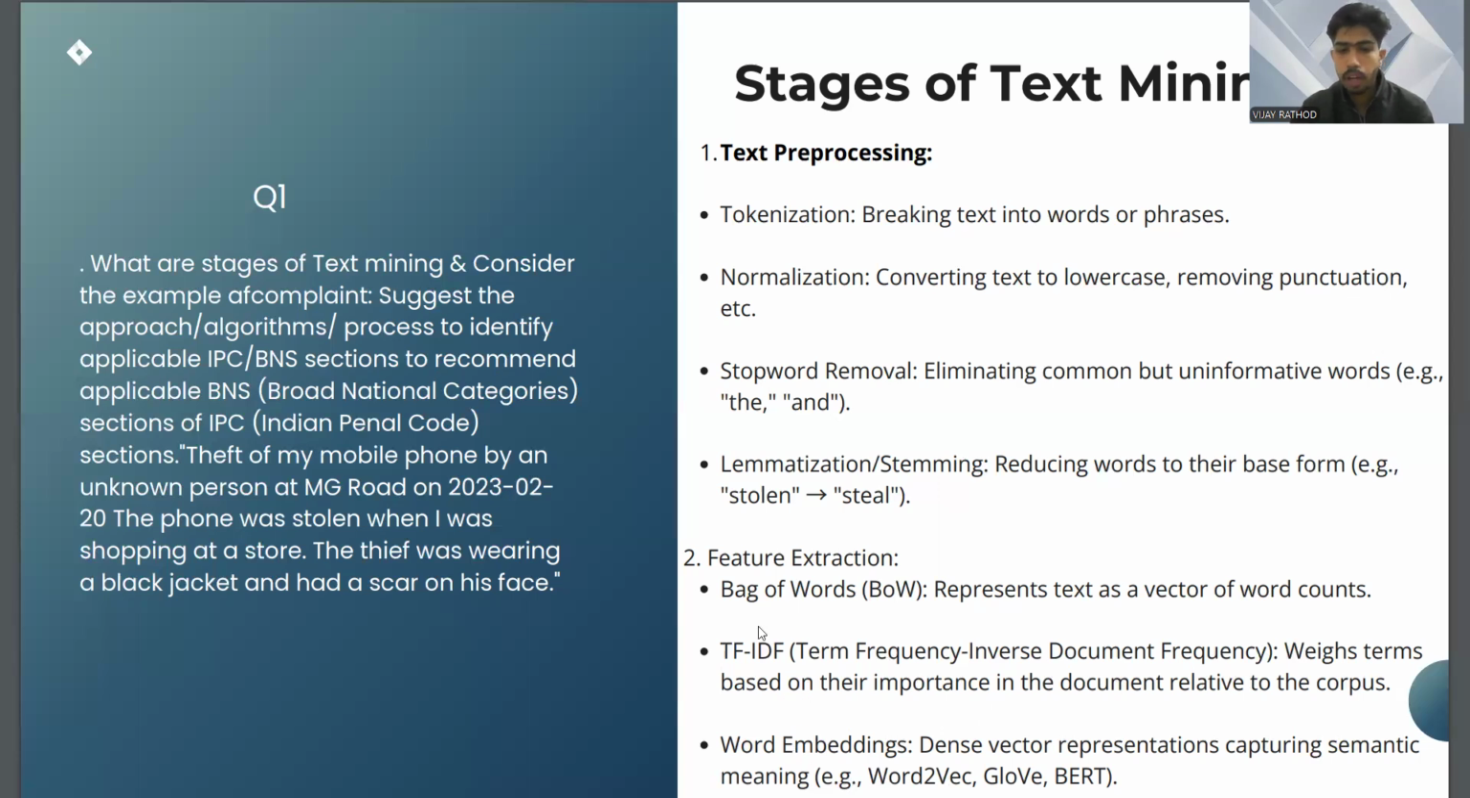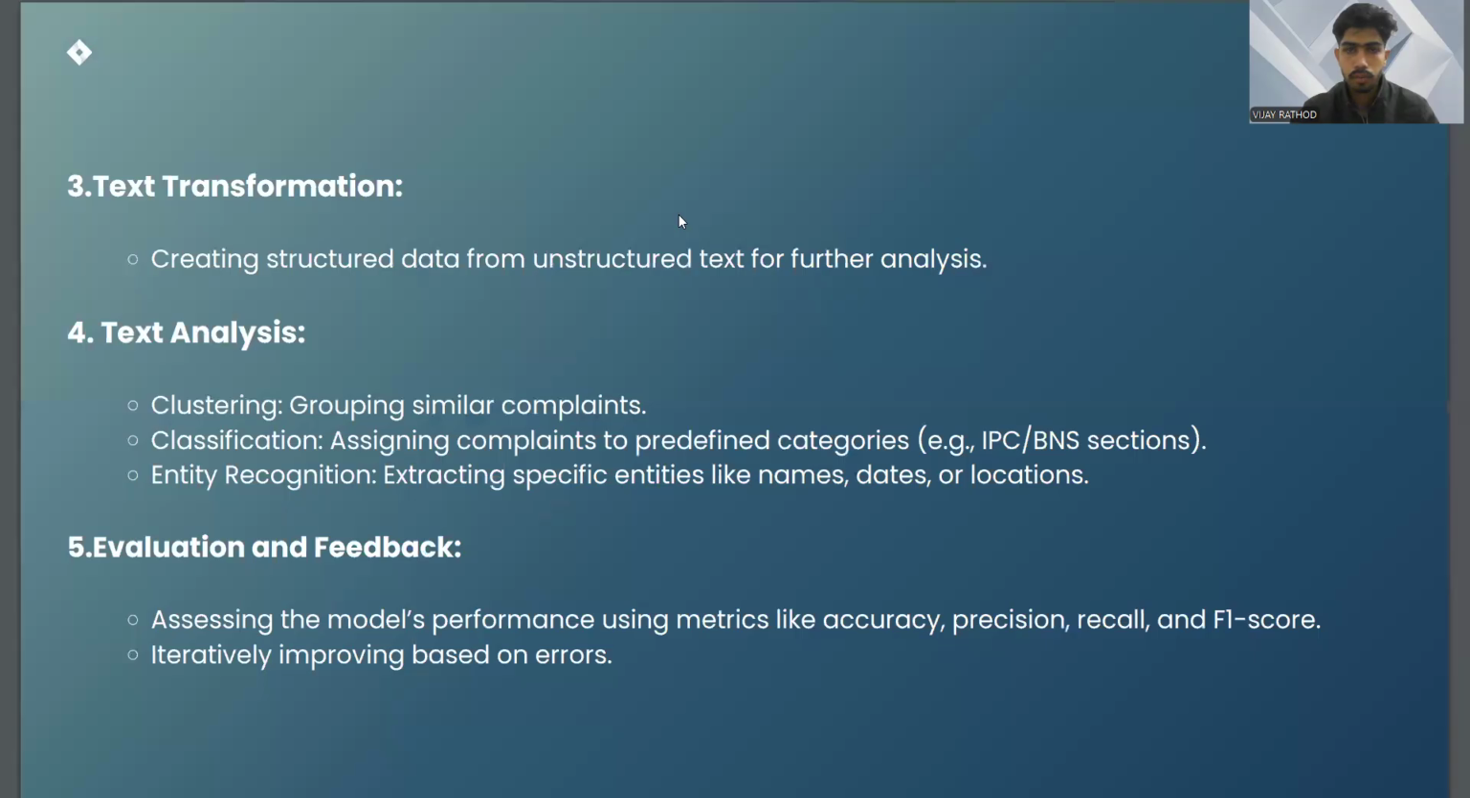The second part of feature extraction is word embedding: dense vector representation capturing the semantic meaning. Examples: Word2Vec, GloVe, and BERT. Now moving to the next slide. Third is text transformation, where we create structured data from the unstructured data for further analysis.